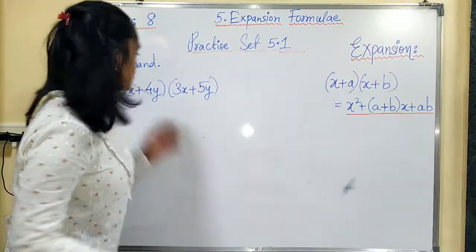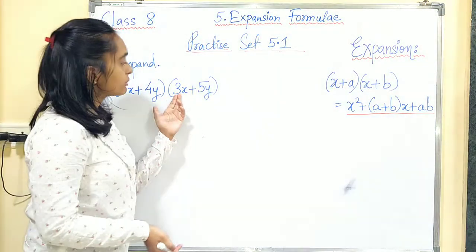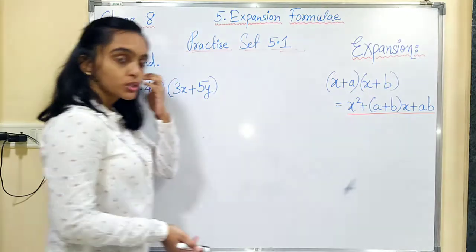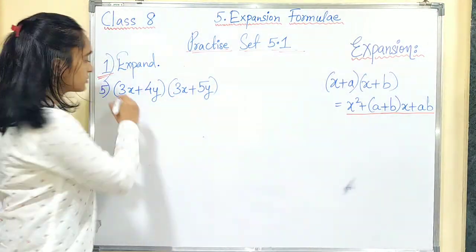Now the fifth question is 3x plus 4y multiplied by 3x plus 5y. So here 3x is common in both the expressions.